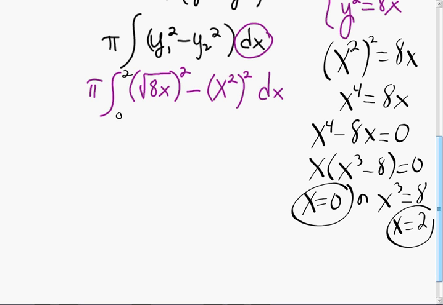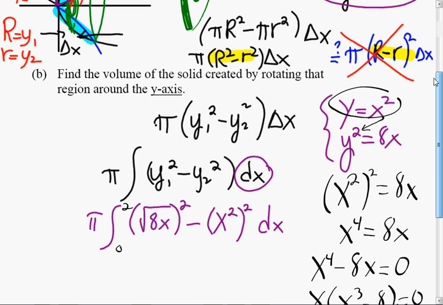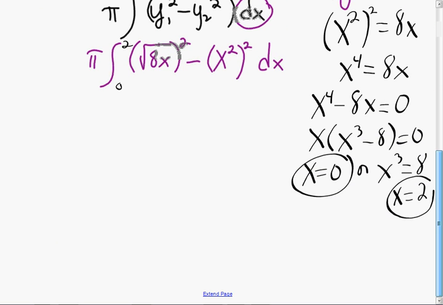We still have 2 problems yet to do. Guess what? We're going to take the same region and rotate it around which axis now? The y. Okay. No, part B says y-axis. So draw your picture. I'll get mine ready too.